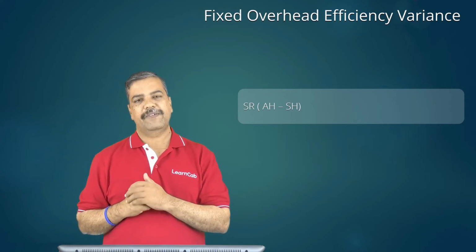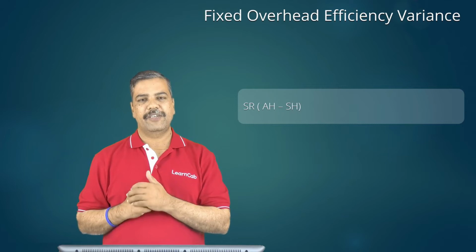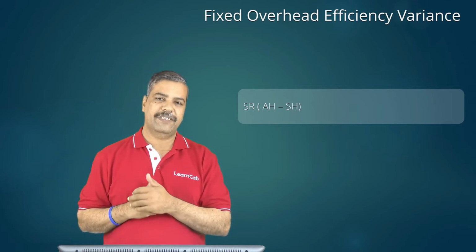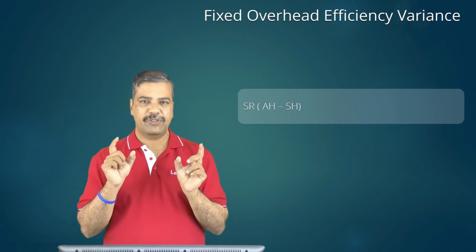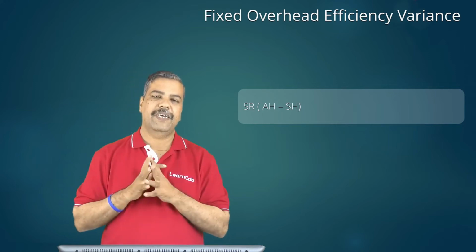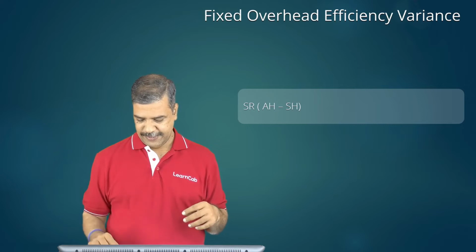So that is budgeted hours and standard hours. When we are talking about capacity, we talk about budgeted hours. When we are talking about efficiency, we talk about standard hours. That is the only small change in the formula which you need to remember.